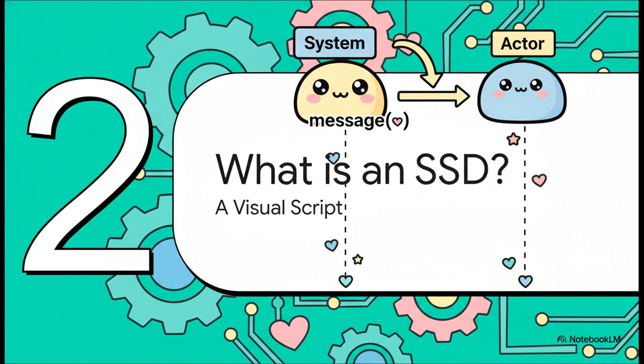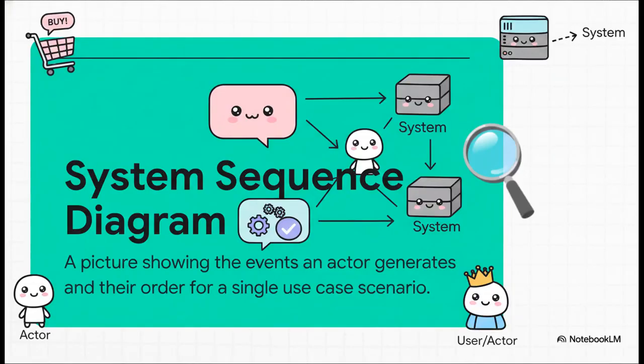So, how do we actually write down the behavior of this black box? Well, that is where our star for today's show comes in: the System Sequence Diagram. An SSD is basically a visual script. It's a picture that shows the back and forth conversation between a user, who, by the way, we call an actor, and the system. It maps out step by step who says what and in what order for one specific task, like, say, buying something online.